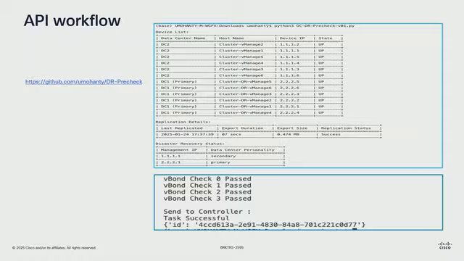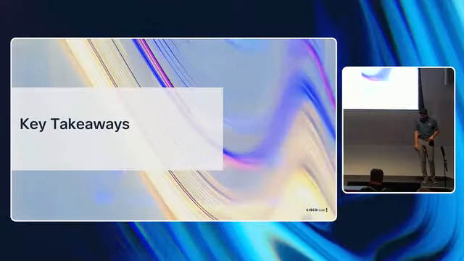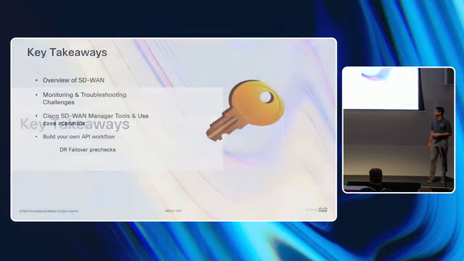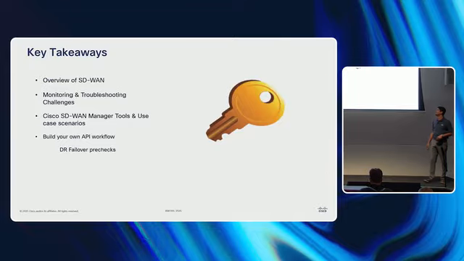All you have to do is fork this particular script and use it in your network. If you have any concerns on that, do reach out to me. All right, that brings us to the key takeaways, where we had a look at the overview of SD-WAN, some of the monitoring challenges, and some of the tools. And again, in the API workflow, we looked at the DR failover checks. With that, guys, I'll open up for any questions.